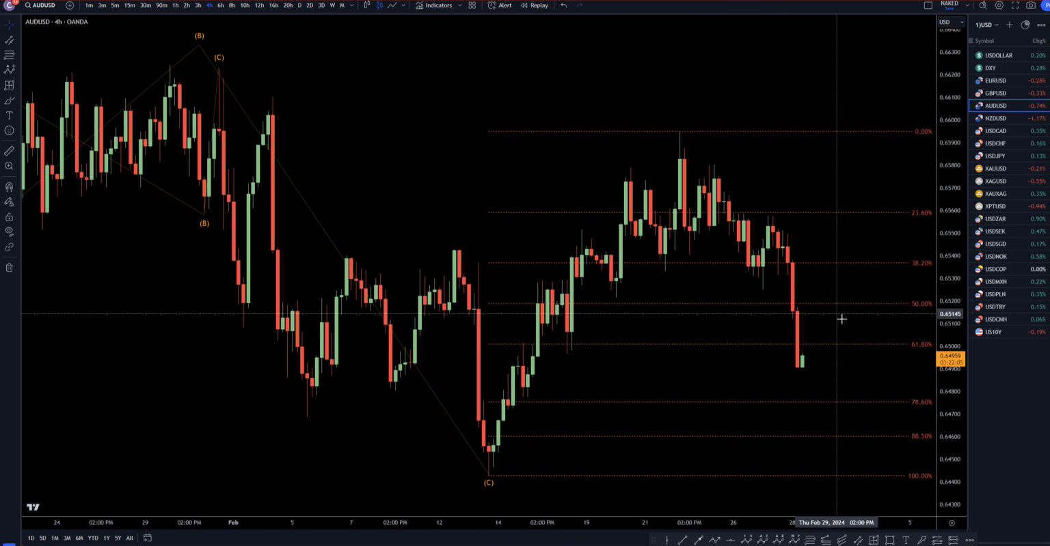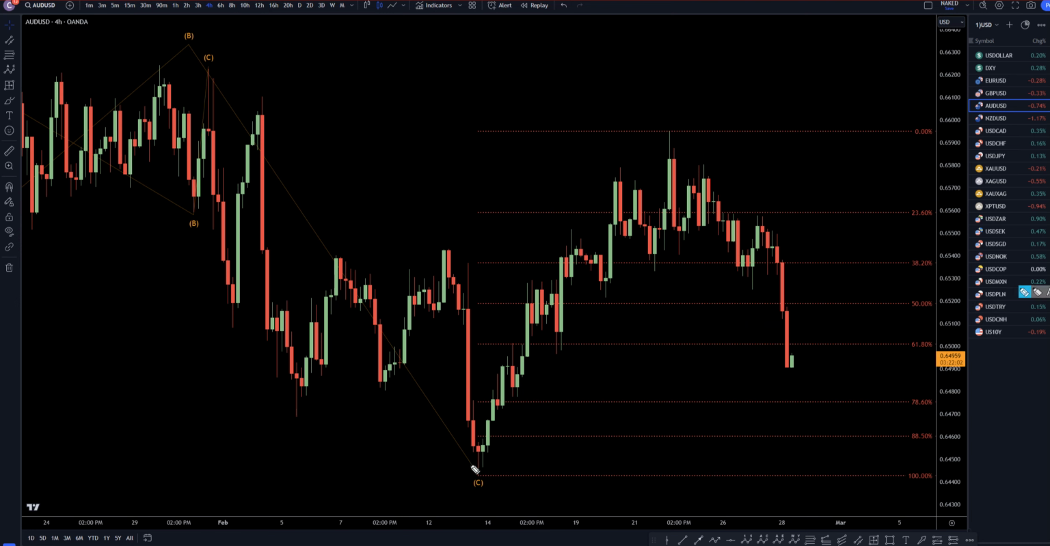Taking it down to the 4 hour time frame. On the 4 hour time frame, you can definitely see the higher high, higher low, higher high, higher low series right there. That is definitely a trend, which is why I do think that there's a very good likelihood this move down is a correction to this trend.